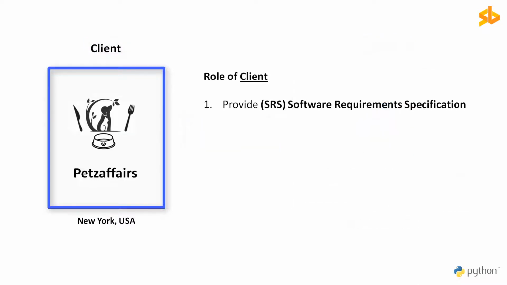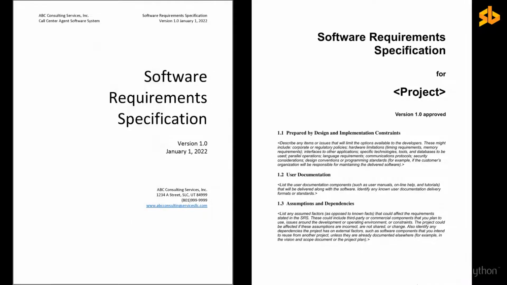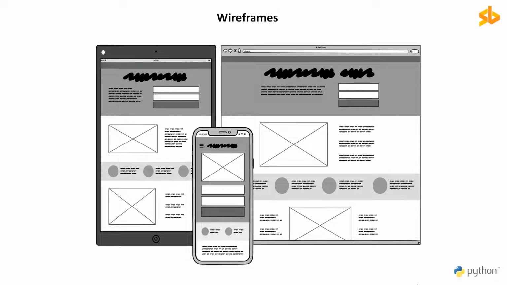The first thing a client should do is come up with a detailed document describing what the software should do and all the features they need in the software, and share it with the vendor. This document is called Software Requirements Specification. It is basically a document written in plain and simple English describing all the features of the software on a high level. It might also contain some sample line diagrams of the user interfaces, generally referred to as wireframes.